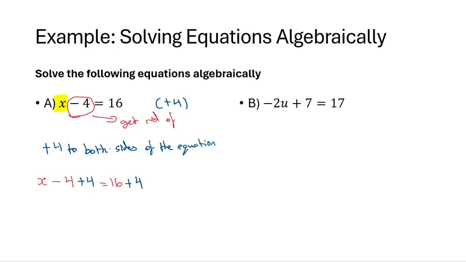Now let's have a look. I have x minus 4 plus 4. Well, what's negative 4 plus 4? That just turns into 0, no? So I end up with something like x minus 0 on the left-hand side. And then I have 16 plus 4 on the right-hand side, and that equals 20.